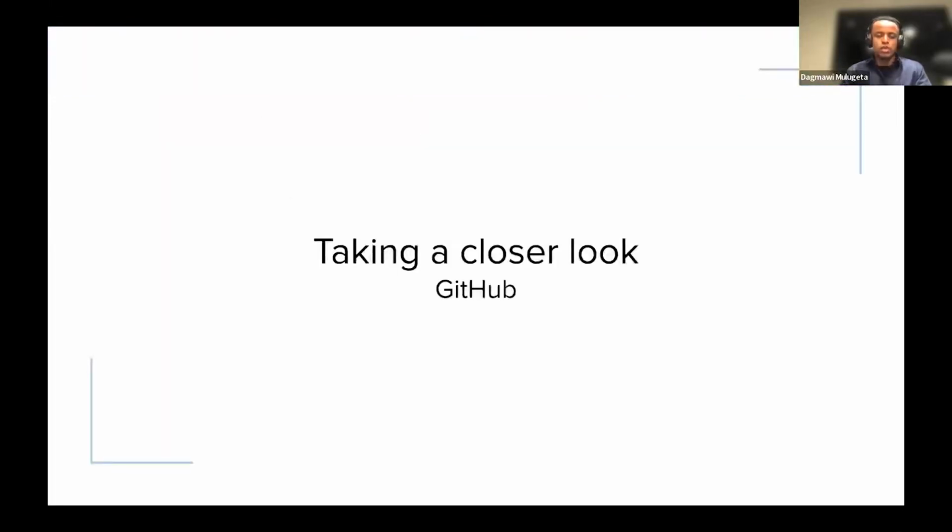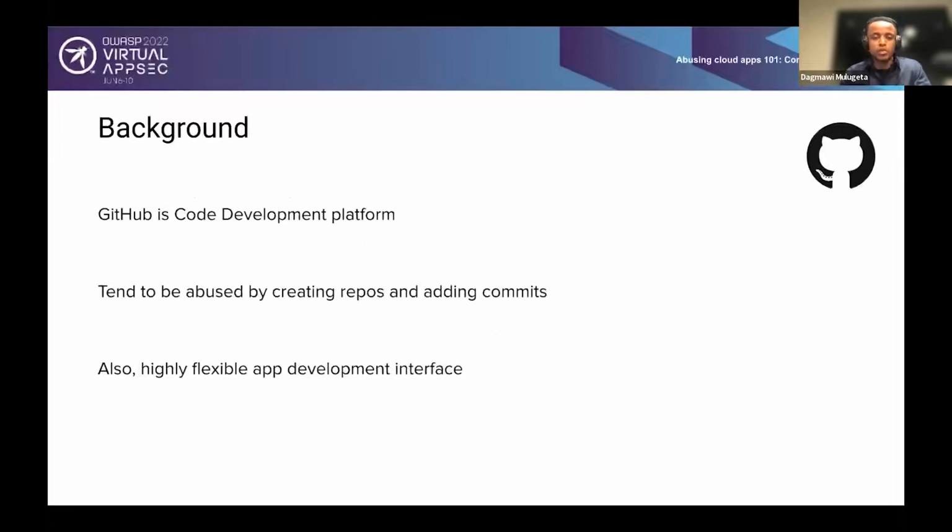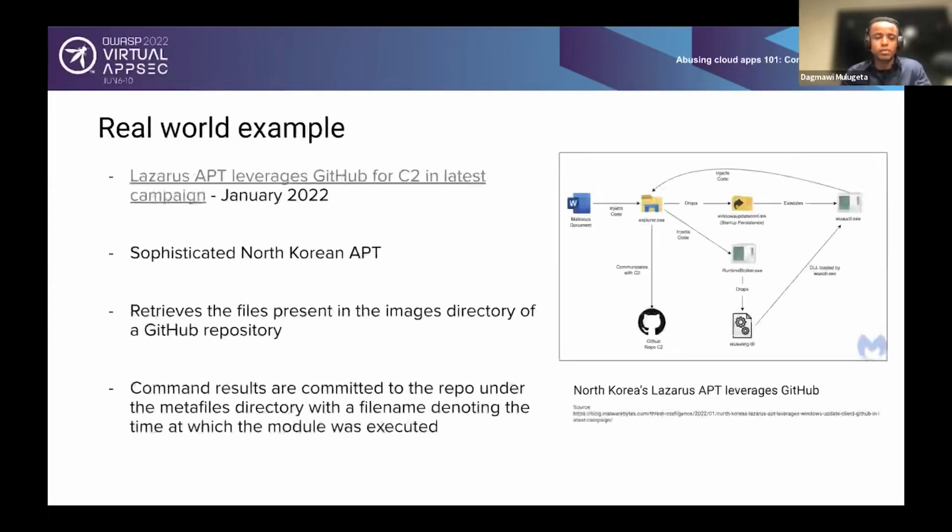Cool. So now let's take a closer look into GitHub abuse. We're going to follow a similar structure here as well. GitHub, for those of you who aren't familiar, is a code development platform. It's primarily a source code repository platform, but it's grown to be much more than that at this point. Since it's a source code repository platform, it tends to be abused by creating repositories and adding commits. Similar to Dropbox, it also has a very flexible application development interface that lets you quickly get set up and get going, and use this app as you might need.